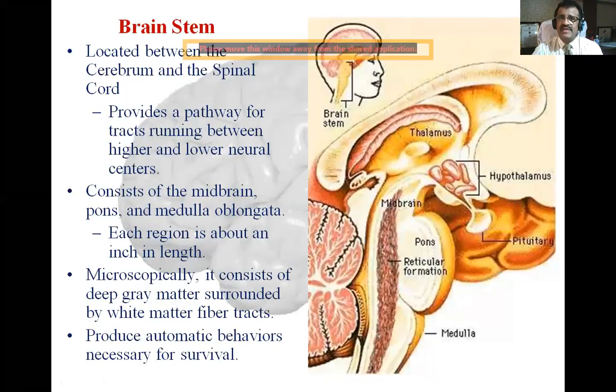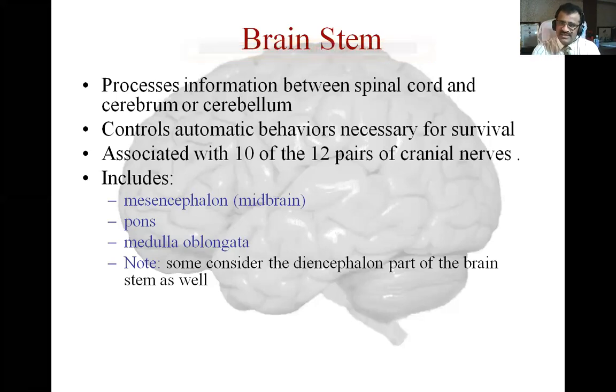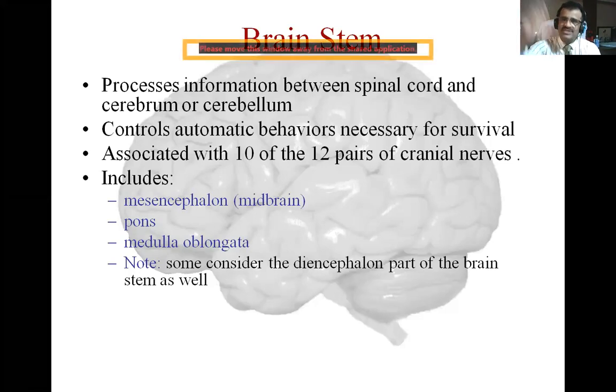Well, now what is brainstem? Actually, what brainstem does? Brainstem processes information between spinal cord and cerebrum, or also behind in the cerebellum. It controls automatic behaviors necessary for the survival of an individual. It is associated with 10 of the 12 pairs of cranial nerves. That means there are 12 pairs of cranial nerves and 10 of them are attached to the 3 parts of brain stem, because 2 are attached to the forebrain, that is cerebrum.